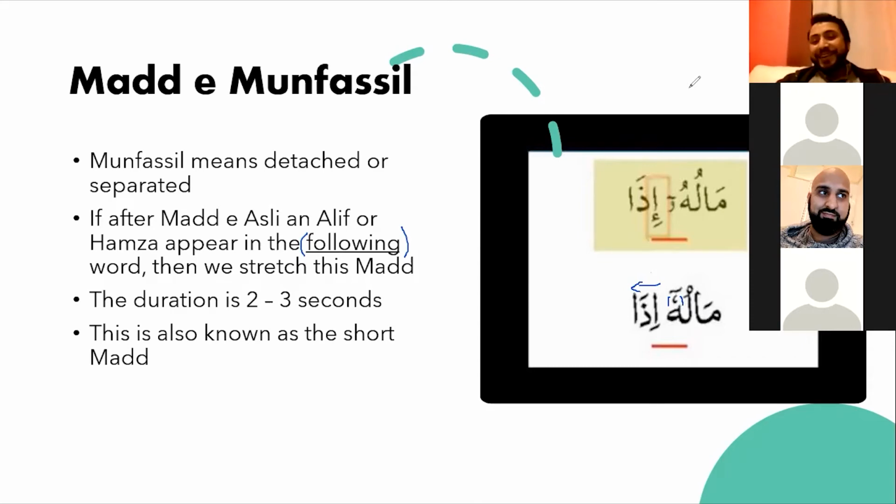So basically when we're looking at it here, can you see the alif here has joined the following word? So this here is one word, and this here is another word. Hence the reason why this is now madde munfasil. Does it make sense, guys? Any questions?